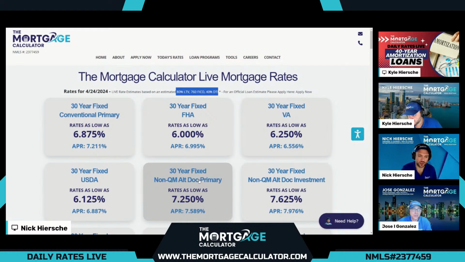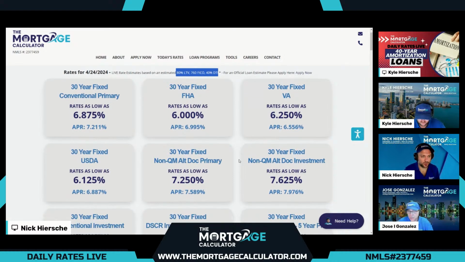Now, if we switch that to investment property, non-QM alt doc for investment properties. So this is typically a bank statement or other type of alt doc example. So our bank statement options for investments can go as low as 7.625 rate and the final APR of 7.976. And since we have this screen up, we can show a bunch more examples, which is pretty cool.